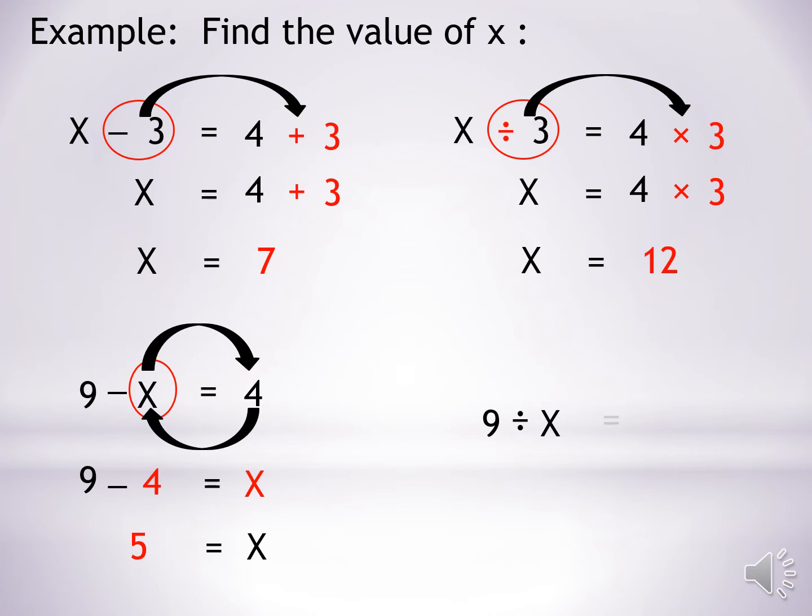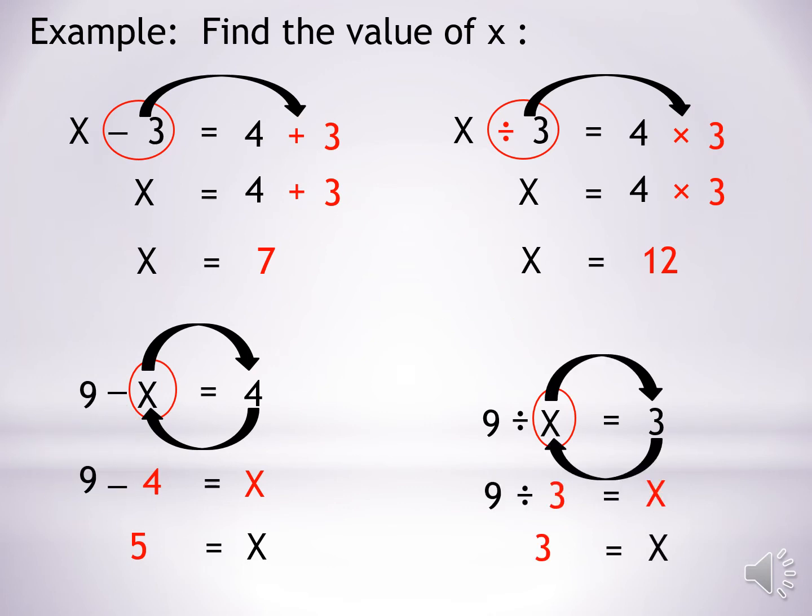Okay, another example. If I have 9 divided by x equals 3. Again, the x here is after the division sign. So if the variable or the letter comes after subtraction or division, I will switch it with the number after the equal without changing the sign. So I will switch the x with the 3 without changing the sign. So it will be 9 divided by 3 equals x. 9 divided by 3 equals 3, so x equals 3.